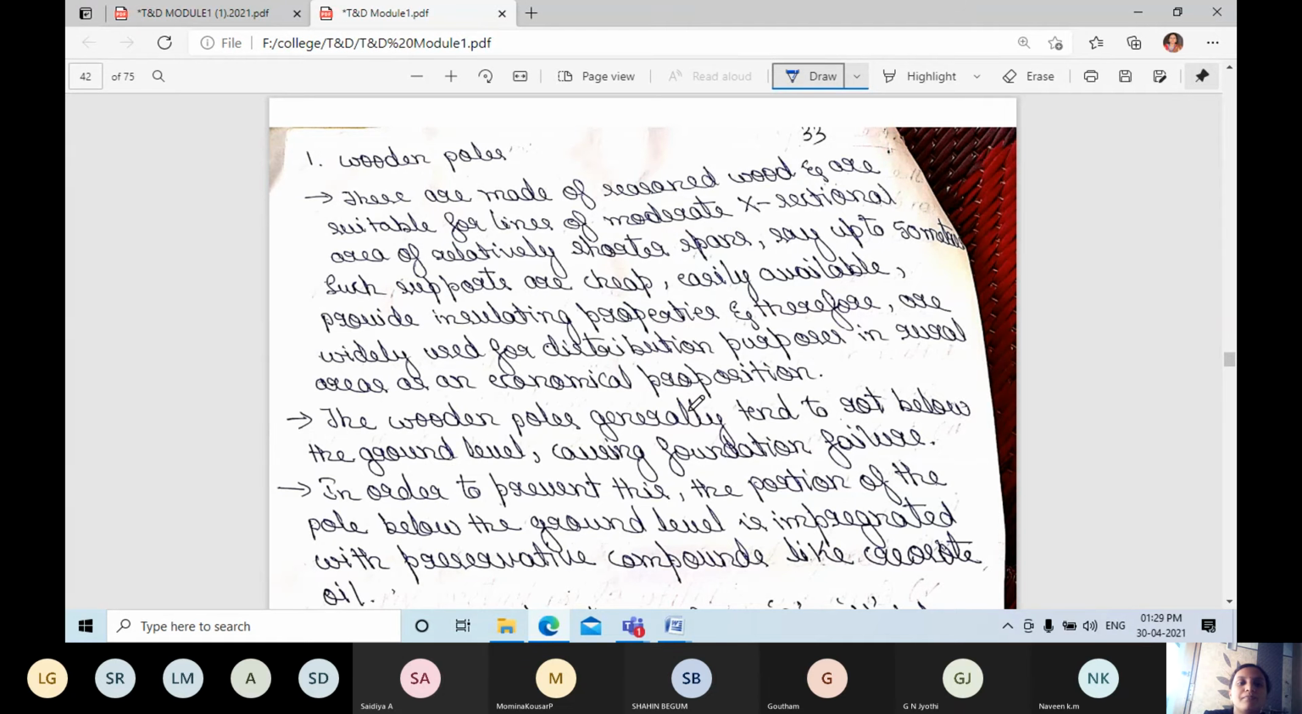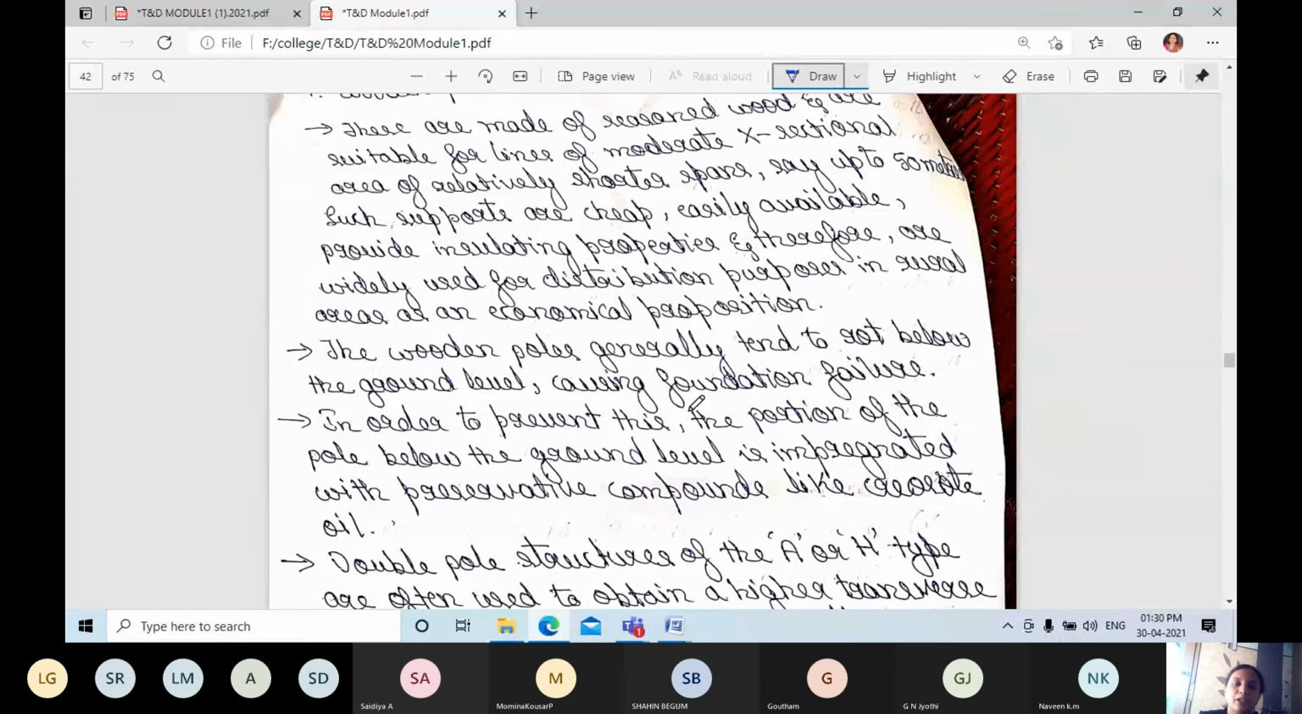Wooden poles are made of seasoned wood and are suitable for lines of moderate cross-sectional area and relatively shorter span, say up to 50 meters. They are cheap, easily available and have insulating properties. They are widely used for distribution purposes in rural areas, and that too is economical. Wooden poles are generally set 10 feet below the ground level.